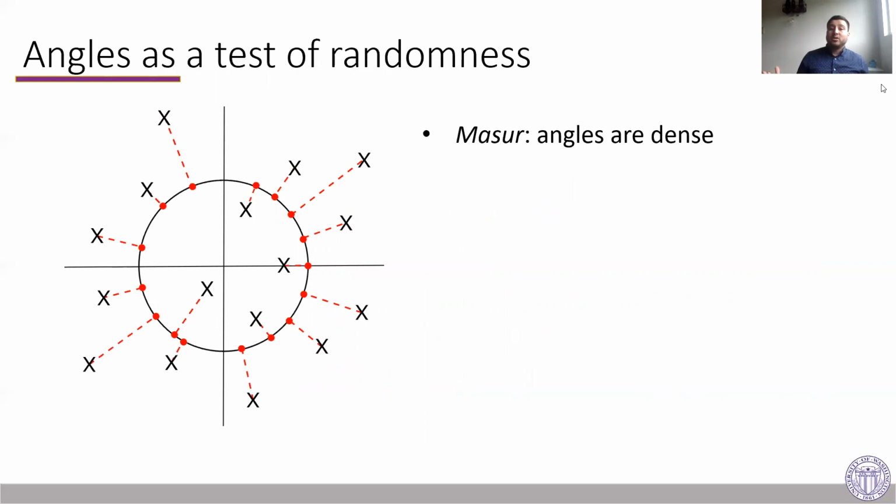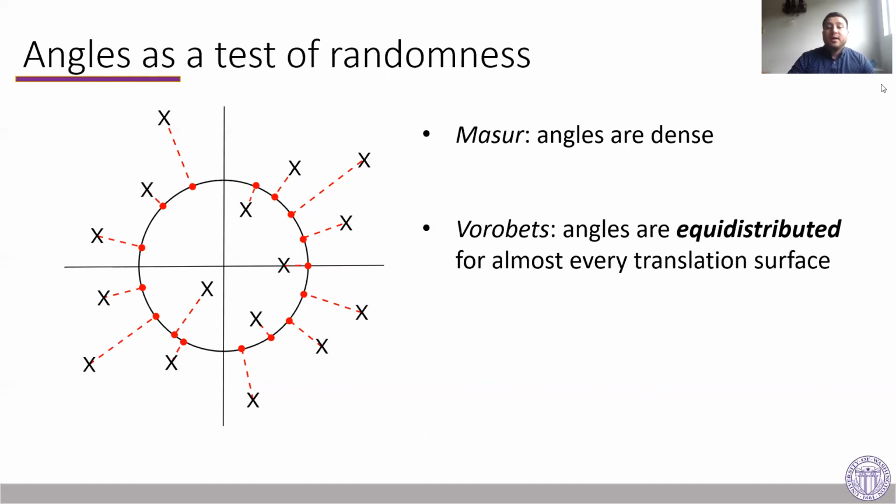Are there any special favored angles or not? This question is asking about the equidistribution of angles of translation surfaces. This was addressed by Vorovets, who showed that angles are equidistributed for almost every translation surface, which says that angles are distributed about the unit circle with the right proportion. If I have a big interval in the unit circle, then I'm going to see lots of angles showing up there, and if I have a small interval, then I'm going to see fewer. They're uniformly distributed, is what Vorovets' result showed.